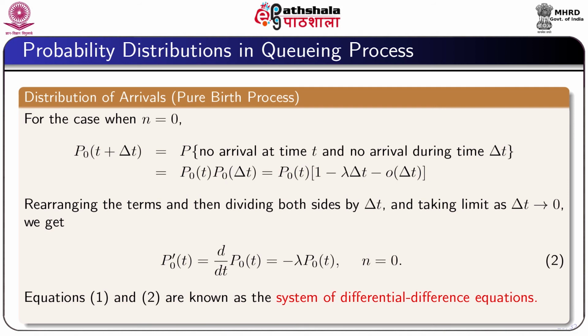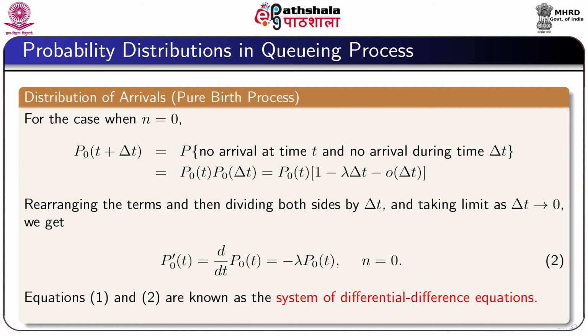Now, for the case n equal to 0, we have P0(t + Δt) equal to the probability of no arrival up to time t, which is P0(t), and the probability of no arrival during time Δt, which is P0(Δt). Therefore, P0(t + Δt) equals P0(t) into P0(Δt), where P0(Δt) equals 1 minus λΔt minus order of Δt.